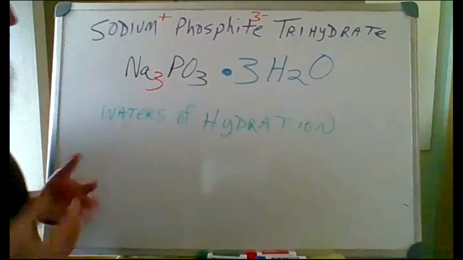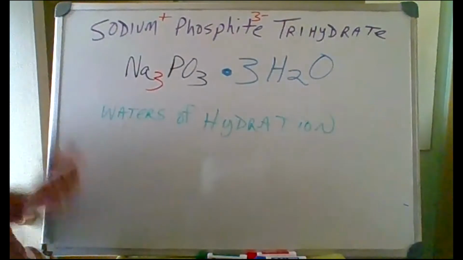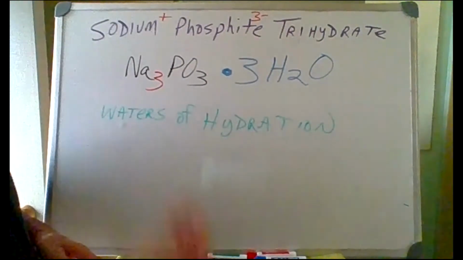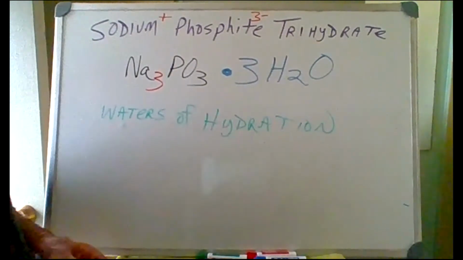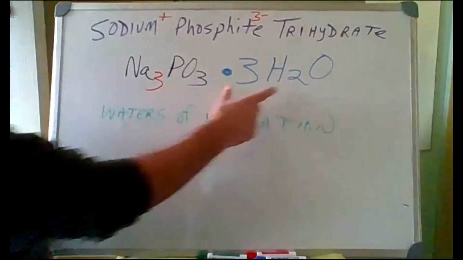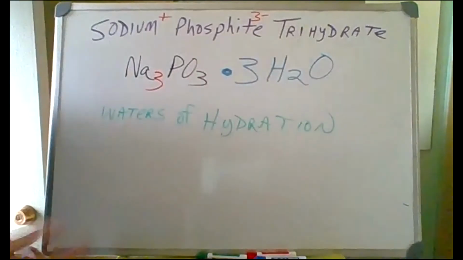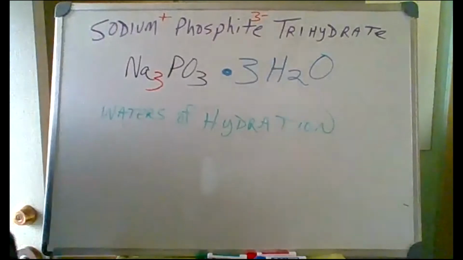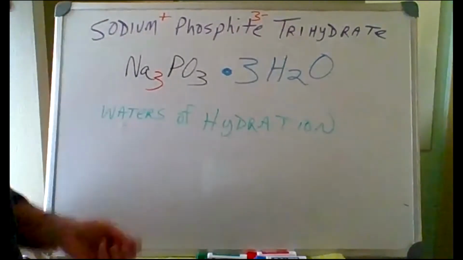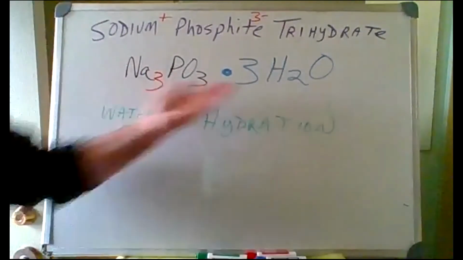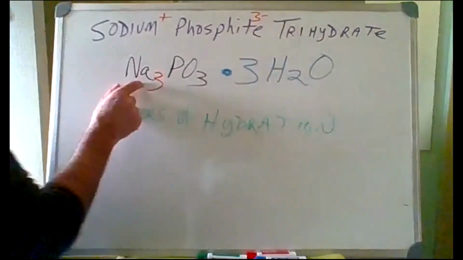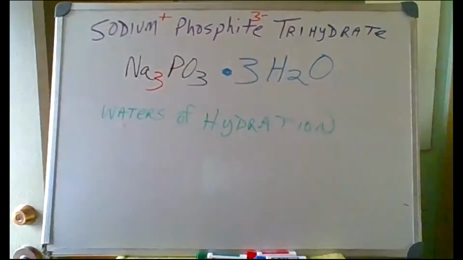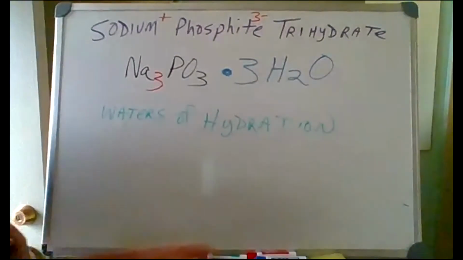Now sometimes when these compounds form, some chemical reaction occurs in water, and the solid compound will precipitate out. Sometimes it will drag along some water molecules as part of that crystal structure. So in this particular compound, the waters are just as important as the sodiums, just as important as the phosphite. They are just as much a part of the compound.